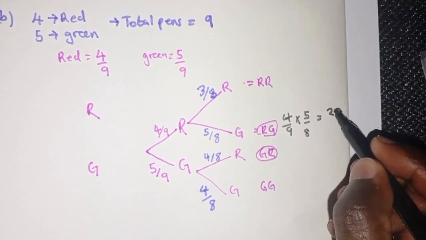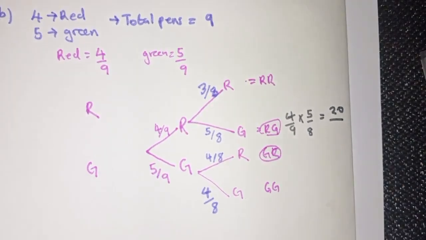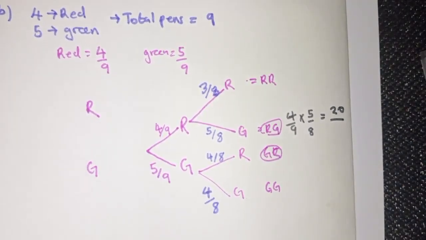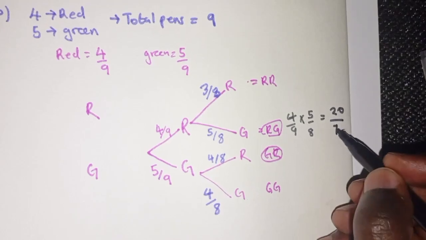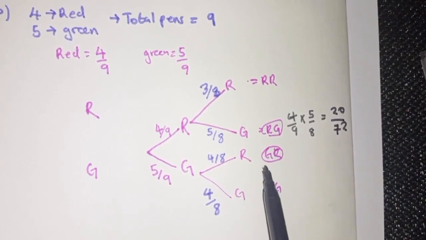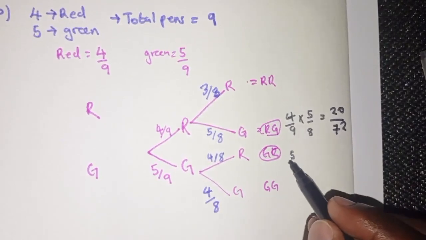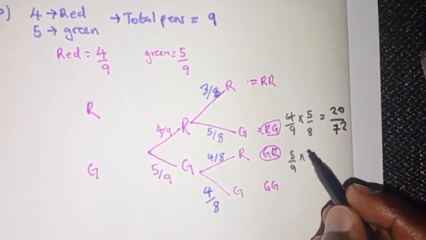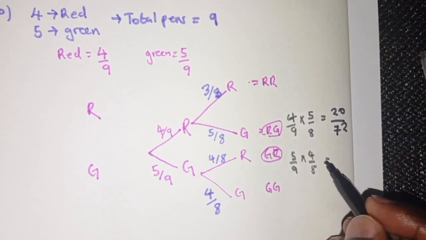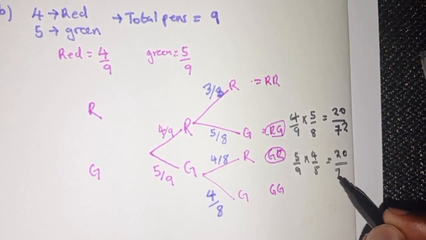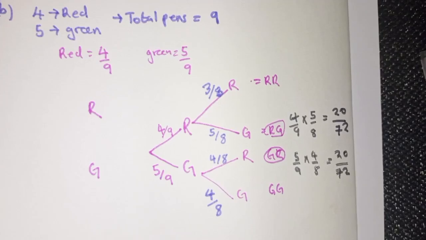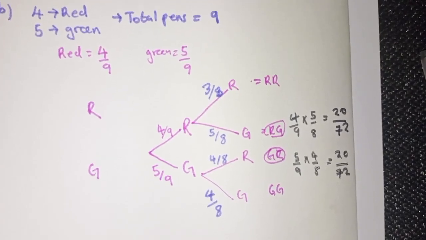This gives us 20 over, we are multiplying 9 times 8, 72. For green-red, that is 5/9 by 4/8. This and this, that is 20, over 72 again.